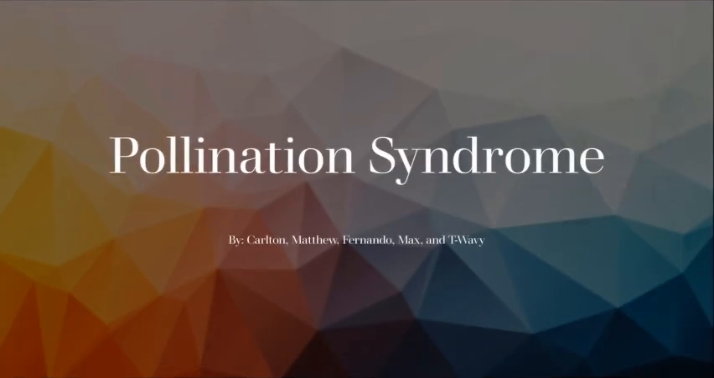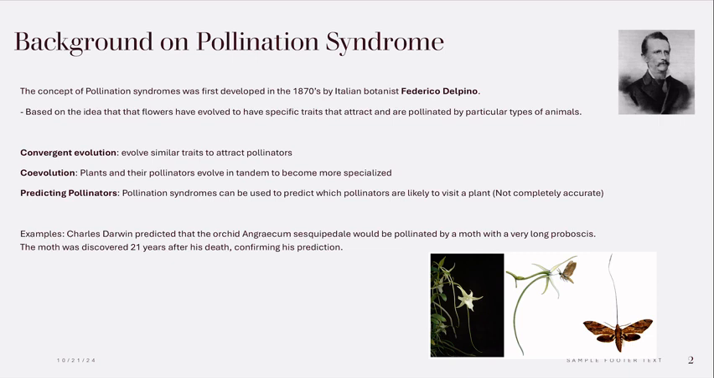This is our project, Pollination Syndrome. Some background on it: the concept was first developed in the 1870s by an Italian botanist, Federico Delfini, and it was based on the idea that flowers evolve to have specific traits that attract and are pollinated by a particular type of animal.